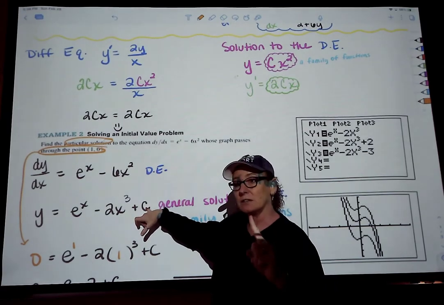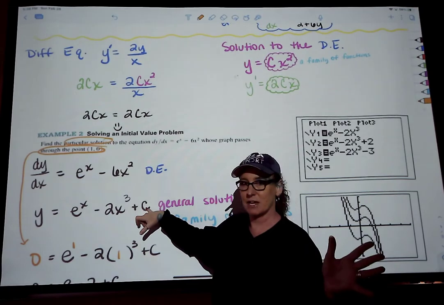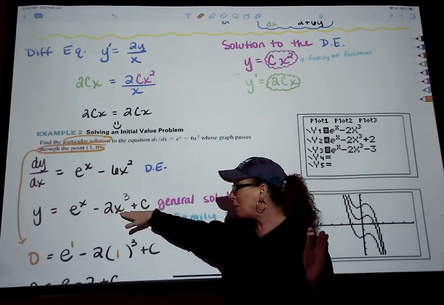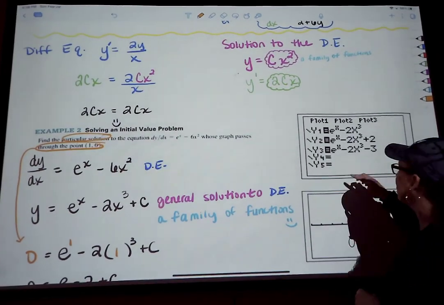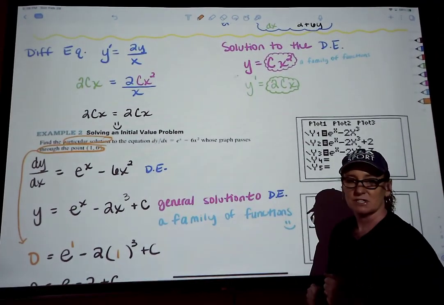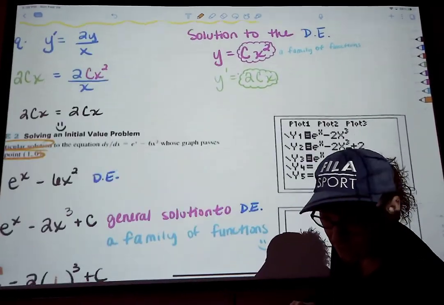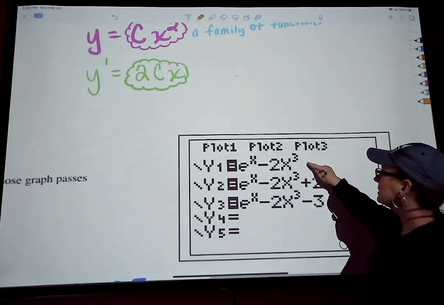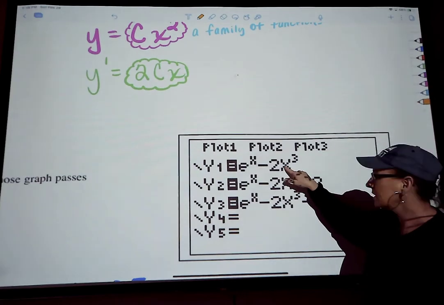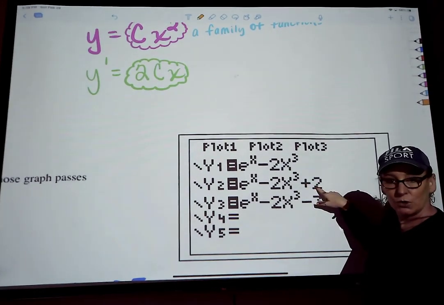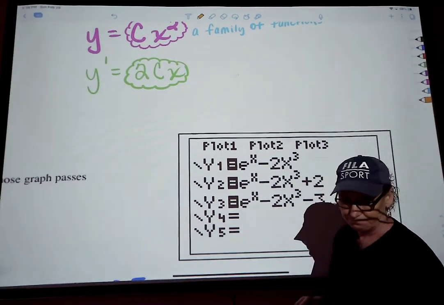And at this point, C could have been any number of things. So this represented a whole bunch of functions, a whole family of functions. So I just played around with it a little bit. Here's what I did. I made up some values of C. So I typed in my antiderivative, and I said, okay, let's let C be 0. So I did plus 0. So I just have y equals e to the x, right? What if C is positive 2? What if C is negative 3? And then I graphed them.